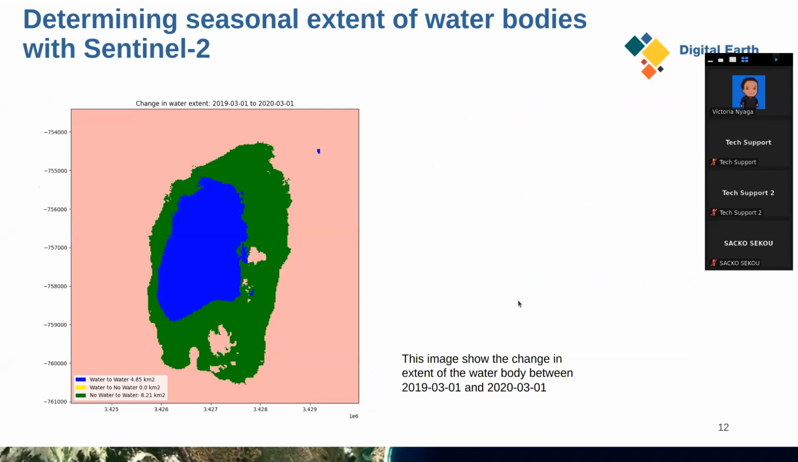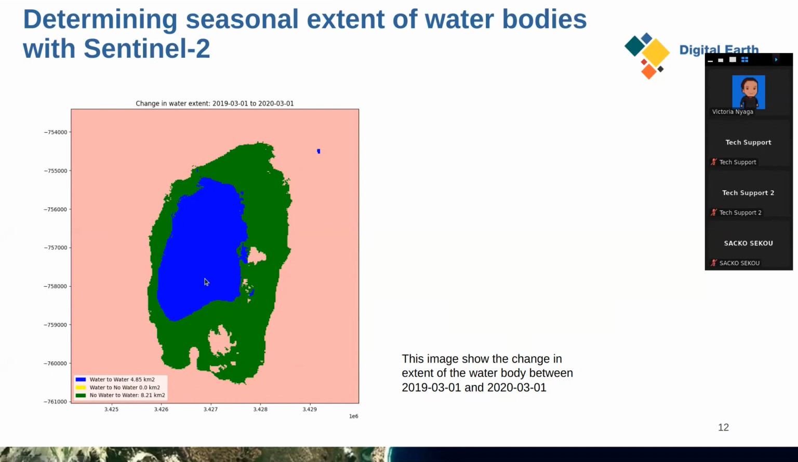We can also determine the change in water extent by plotting this type of image, where we can see the pixels that remained as water throughout. We can also see the pixels that changed from no water to water, indicated by green. And we can also see the pixels that remained as land throughout, which is the pink. So this shows the change in water extent from March 2019 to March 2020.